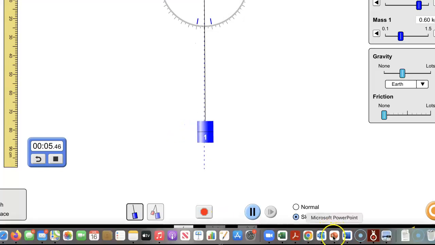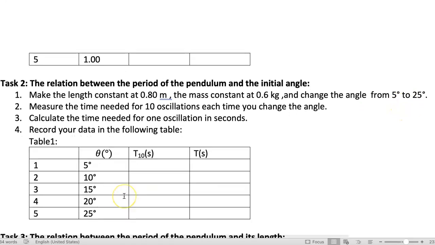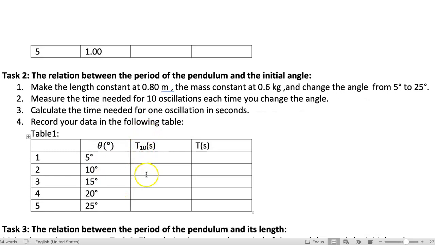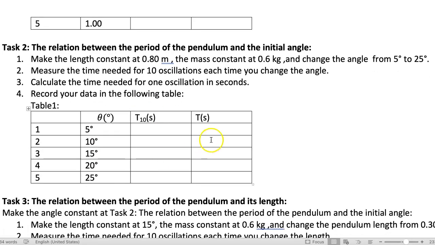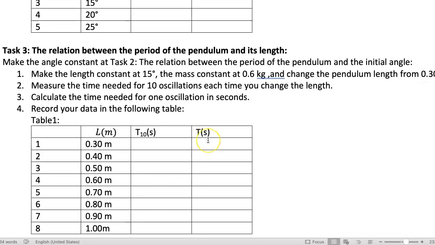I forgot what the increments are here. Let me look at it. From 5 to 25 in steps of 5. That's correct. Okay, and then you are again going to measure the time for 10 oscillations, and then also calculate the time for 1 oscillation.